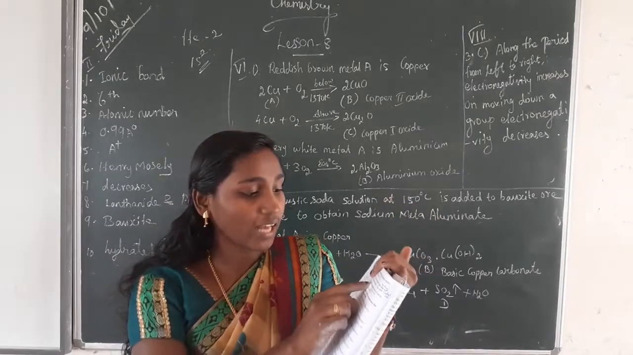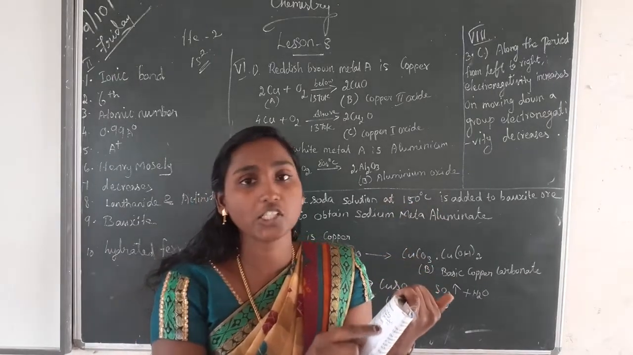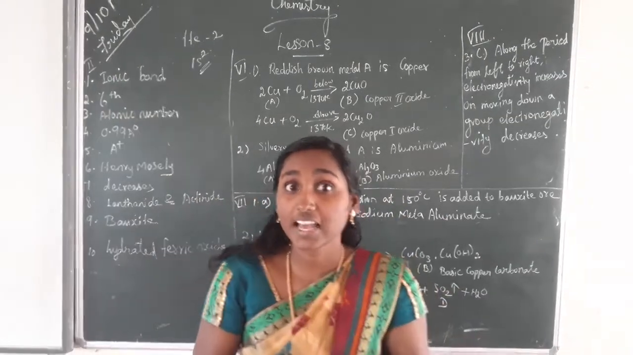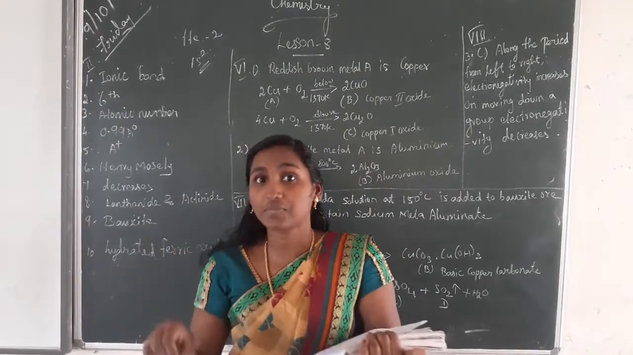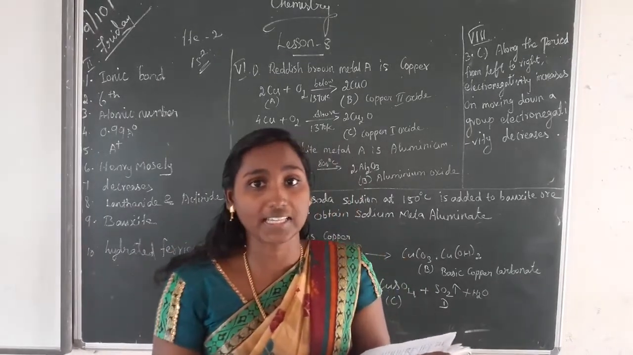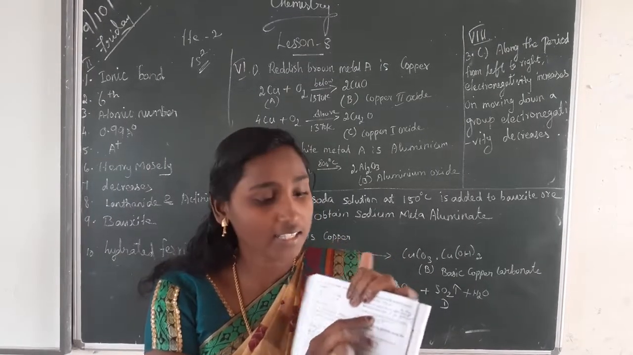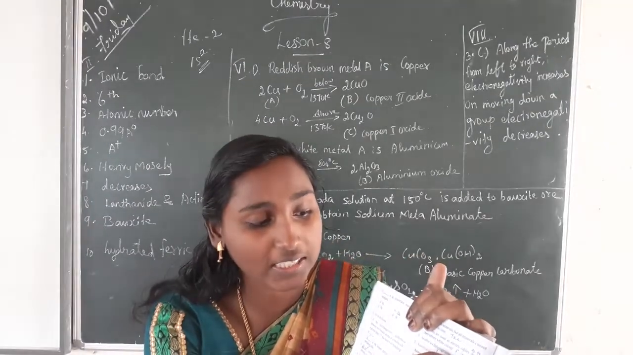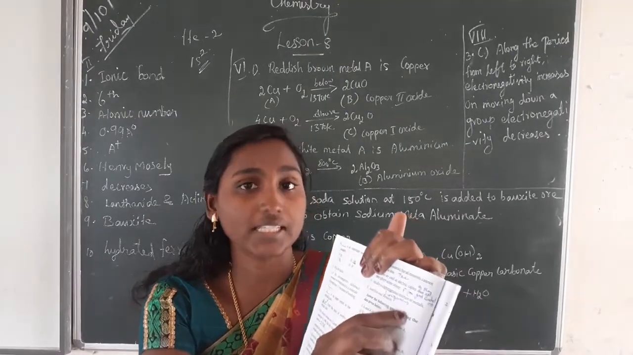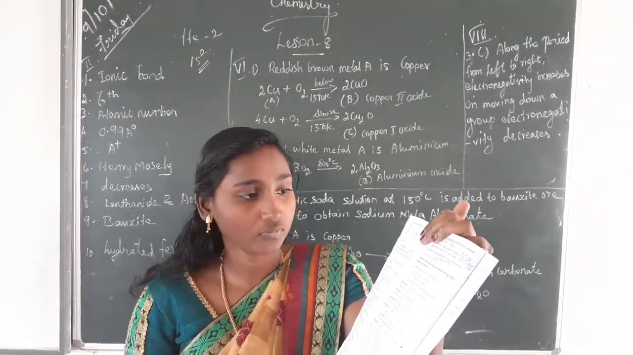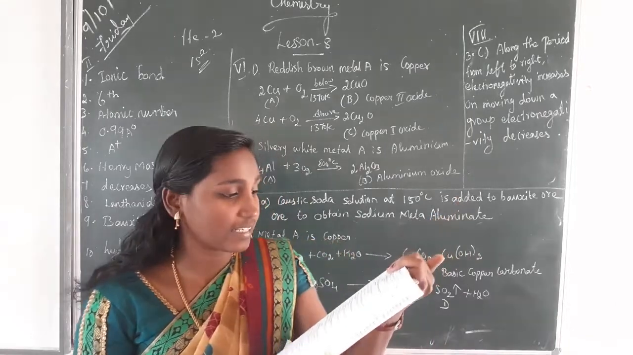The next, fifth one, an alloy is a heterogeneous mixture of metals. What is an alloy? Alloy is a homogeneous mixture of two or more metals, right? So here also the answer is false. Cut the heterogeneous and change it to homogeneous.